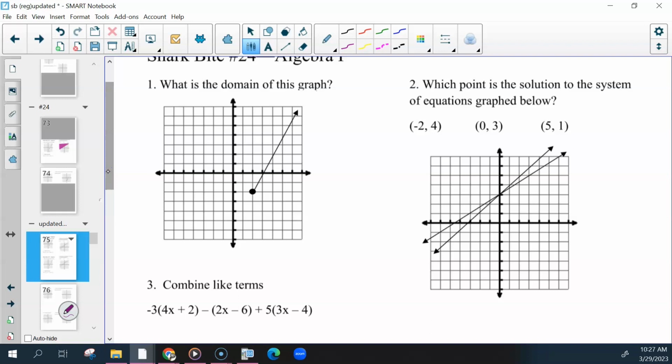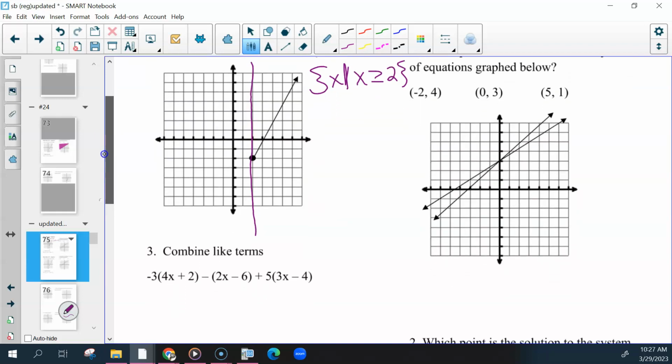Okay, so for number 1, domain, you're looking left to right. So the furthest point to the left would start at 2. And then it keeps going up and to the right, so that would be x is greater than or equal to 2 for number 1.